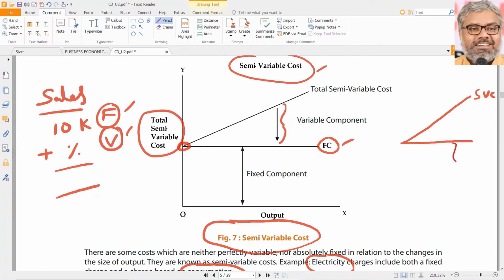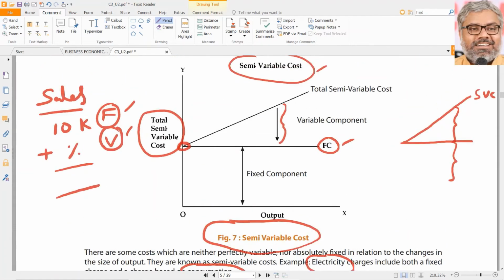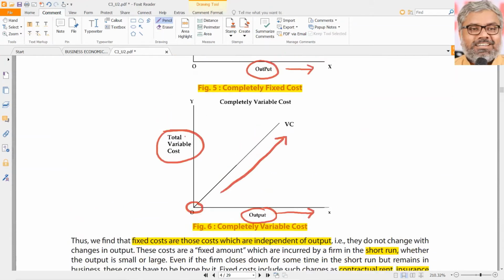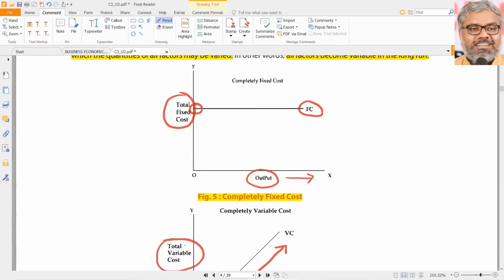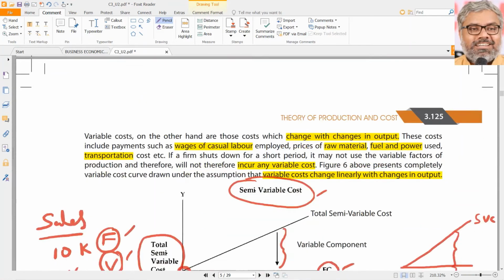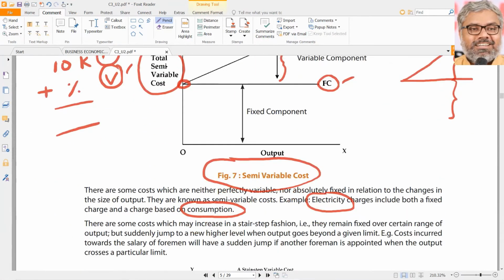But this is the fixed component and this is the variable component of the total semi-variable cost, we can say. That is about one type of cost. Not that every cost we can exactly classify into completely variable, completely fixed. Every cost is not possible to be exactly classified. There may be certain types of costs which are neither completely fixed nor completely variable. They are partly fixed and partly variable. So we call them semi-variable cost.